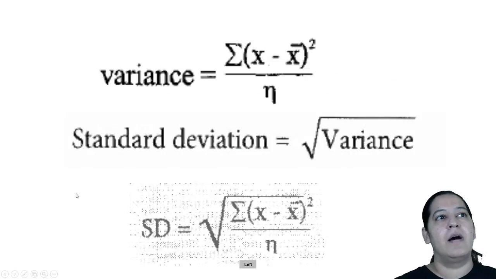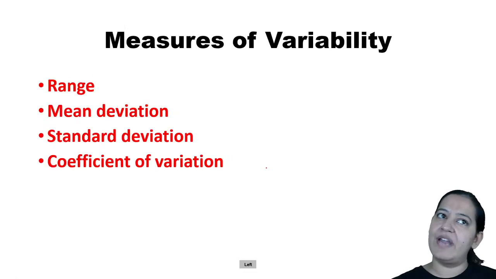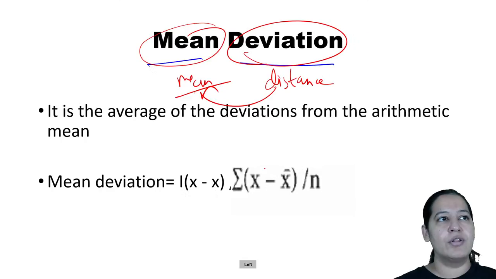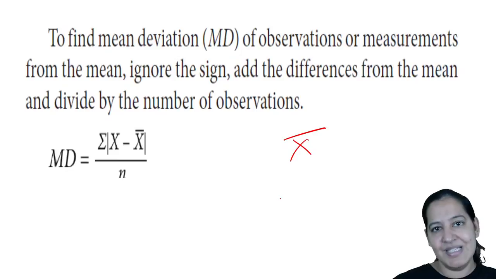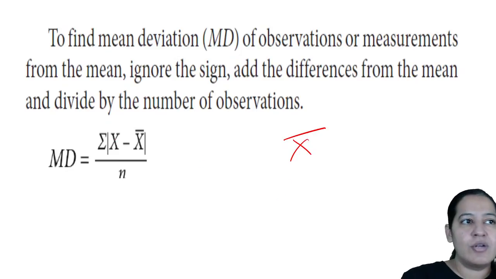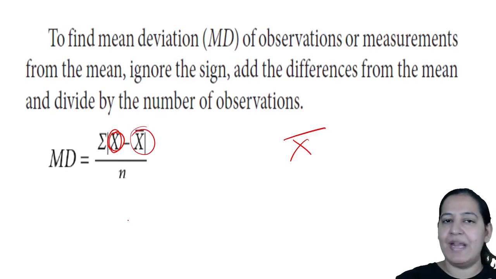So the mean deviation is done. So how to do it? I have told you the steps. Coming on to the next thing, this is the formula for mean deviation. What you have to do: you calculate the mean. Mean is x bar, that is 20 in our case. Now take each individual observation, x1, x2, x3. Subtract the mean from each of them.